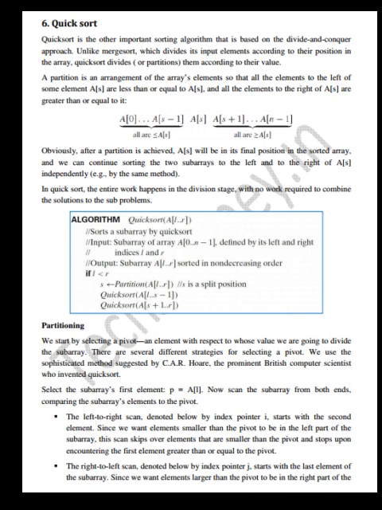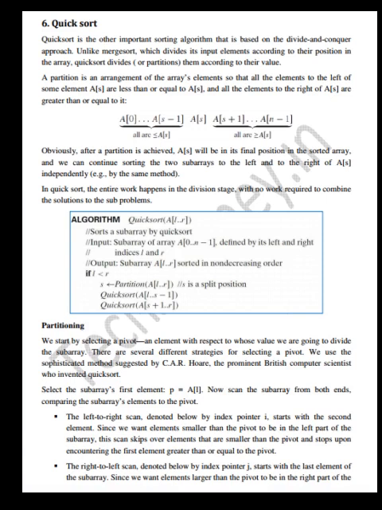Now let us see partitioning. We start by selecting a pivot, an element with respect to whose value we are going to divide the sub-array. There are several different strategies for selecting a pivot. We use the sophisticated method suggested by C.A.R. Hoare, the prominent British computer scientist who invented Quicksort. Select the sub-array's first element, P equals A[l].